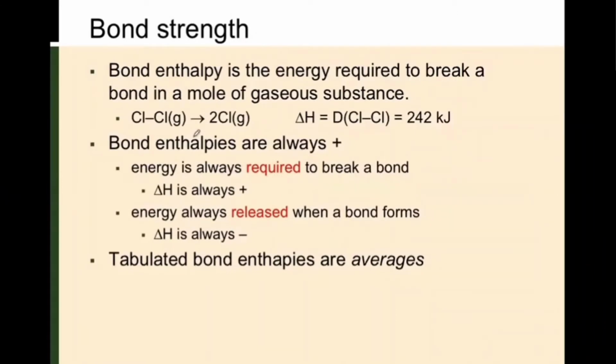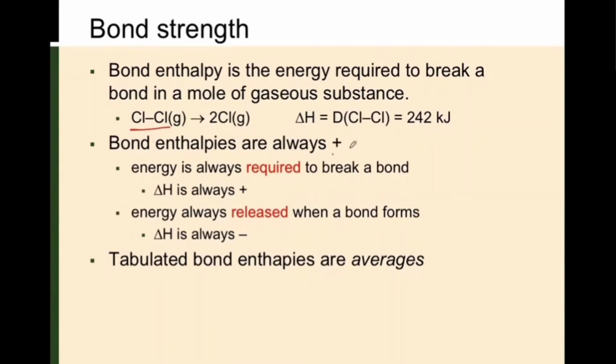Bond strength, or bond enthalpy, is the energy required to break a bond in a mole of gaseous substance. So in order to go from a Cl2 molecule to 2 chlorine atoms in the gas phase, we have to give it 242 kilojoules per molecule. So delta H is the enthalpy or the energy of that, and D just means dissociation, so separation of the 2 chlorines. And we have D(Cl-Cl), which is equal to 242 kilojoules.